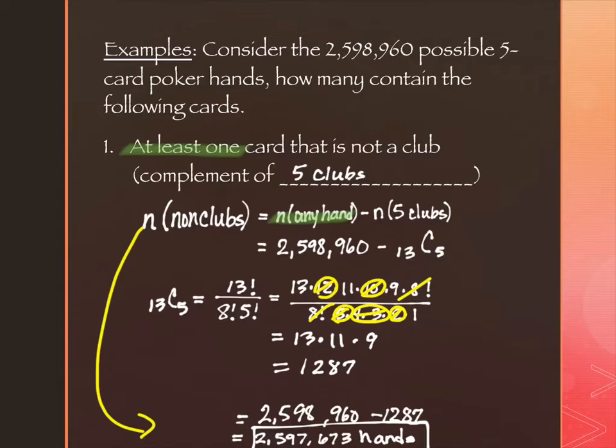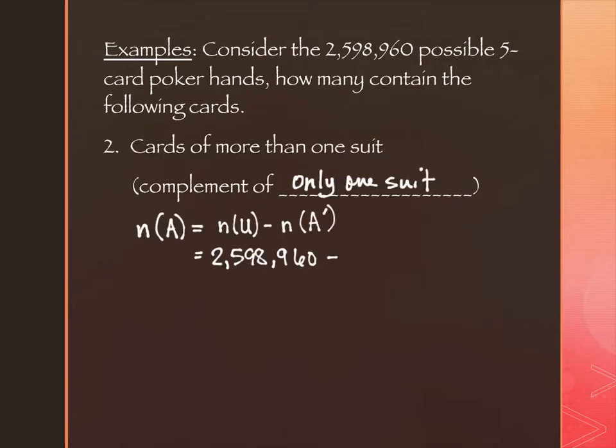So what I really have over here is minus 4 times 13C5, which is the 1,287 that we saw before. So this is my 2,598,960 minus 4 times 1,287, because I'm removing all the hands that have all of any of the suits, and there's 4 suits. So my final answer should be less than the last one, because I'm removing 1,287 4 times. What do you get?